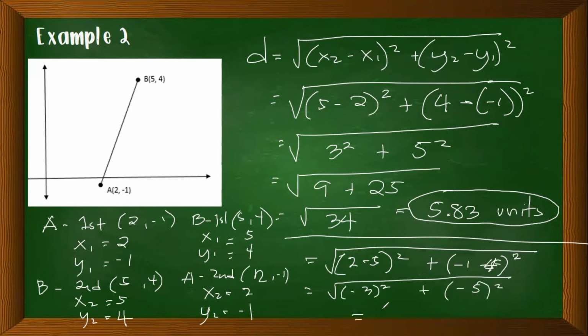The same lang yung result. So we have 9 and 25. So yung result dyan is 34. Square root of 34 results to 5.83.